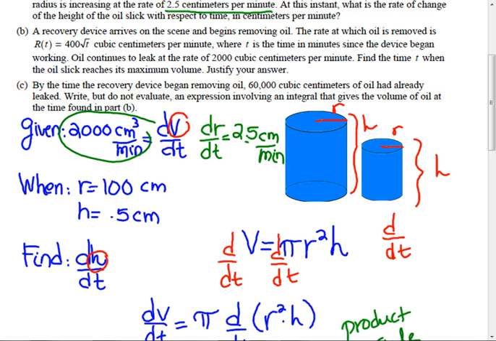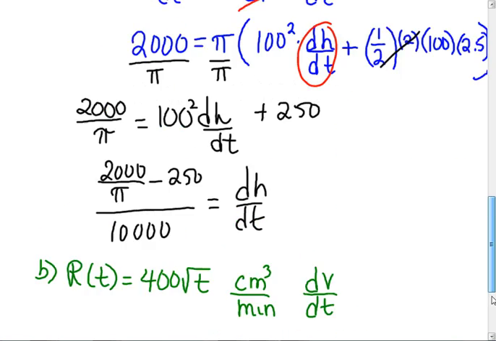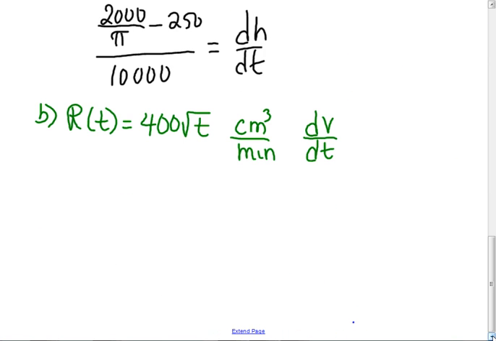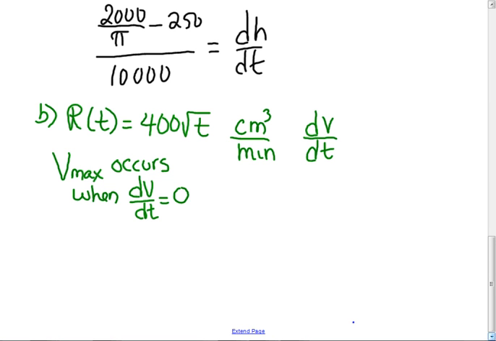So it says find the time when the oil slick reaches its maximum volume. So how would you find the maximum volume? Volume max occurs when? You know this. When do you find a maximum? When its derivative, dV/dt, is what? Where are the candidates? 0. Now it's not to say it's going to be a maximum. This is an optimization problem, actually.